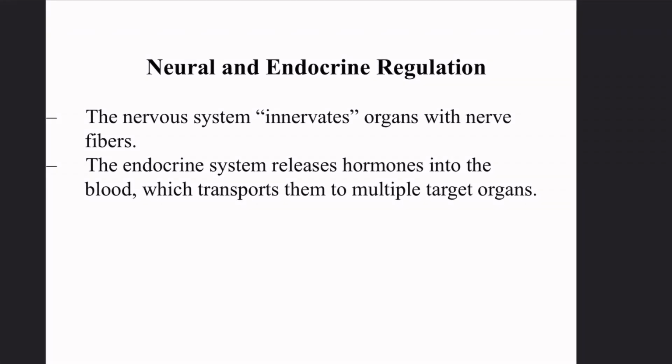You should remember this from human anatomy, hopefully. Our nervous system innervates our organs via our neurons, which we'll talk about more. I'm just drawing some right here with these nerve fibers. Or our endocrine system releases hormones, which are kind of like chemical messengers that are going to impact target organs only if they have the receptors for those hormones.